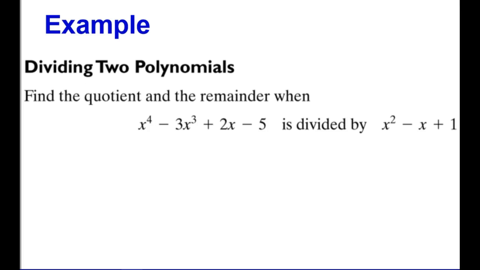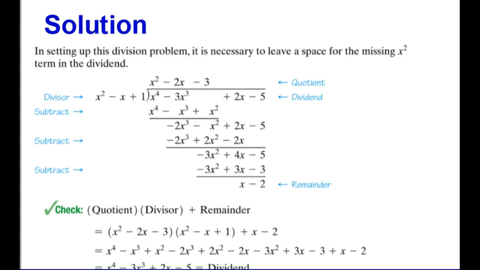Okay, so now let's look at another one. Find the quotient and remainder when I've got x to the fourth minus 3x cubed plus 2x minus 5 divided by this polynomial. The first thing I want to do is rewrite it out. But you'll notice here I have to leave a space for that term that I'm missing because I did not have an x squared term. I have to leave it blank and leave a space for it.